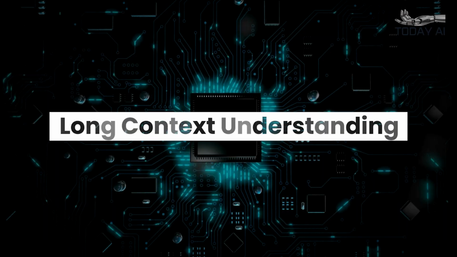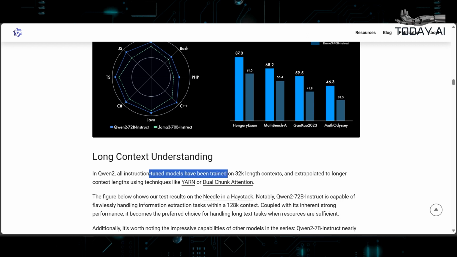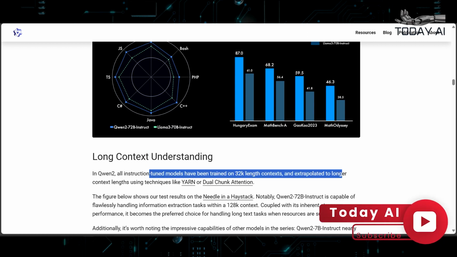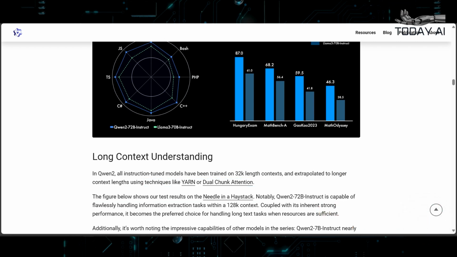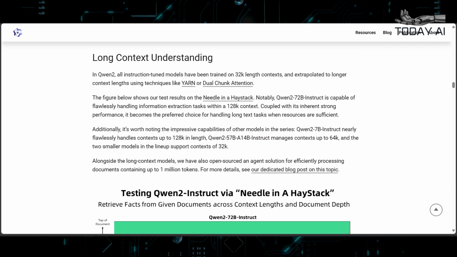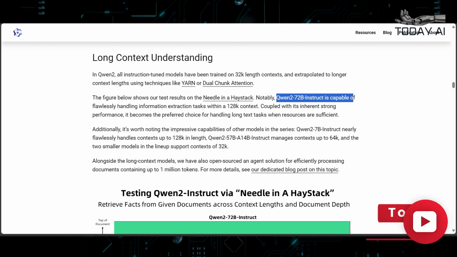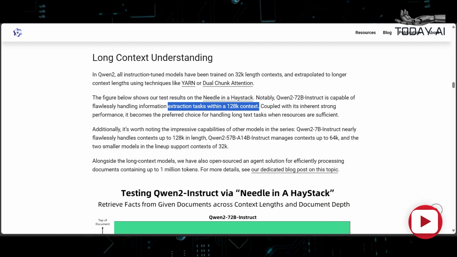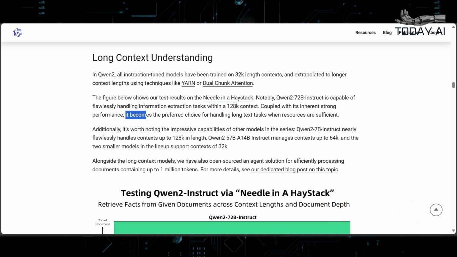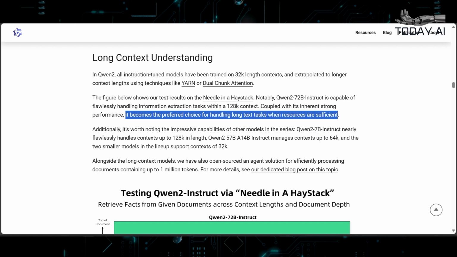Long context understanding. In Qwen2, all instruction-tuned models have been trained on 32K length contexts and extrapolated to longer context lengths using techniques like YaRN or Dual Chunk Attention. The figure below shows our test results on the needle in a haystack. Notably, Qwen2-72B-Instruct is capable of flawlessly handling information extraction tasks within a 128K context. Coupled with its inherent strong performance, it becomes the preferred choice for handling long text tasks when resources are sufficient.